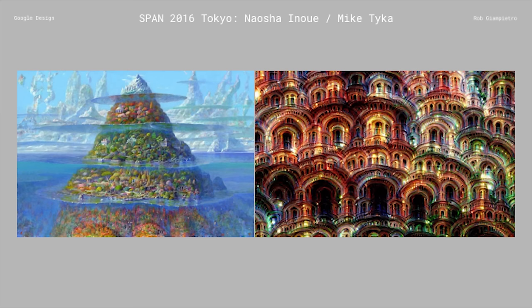But I think one of the highlights in terms of the programming there, for me, was to see Naosha Inoue, who's a surrealist artist, painter, and background artist for Studio Ghibli in Tokyo, an 85-year-old artist, paired with Mike Tyka, the Google engineer who helped to originate Deep Dream, where you can take a beginning image and dream other images into it using machine learning. And to see how remarkably similar their processes are and how remarkably similar the results are was really extraordinary.